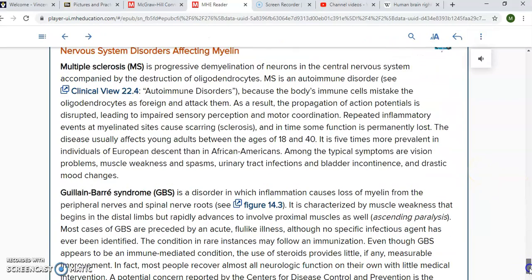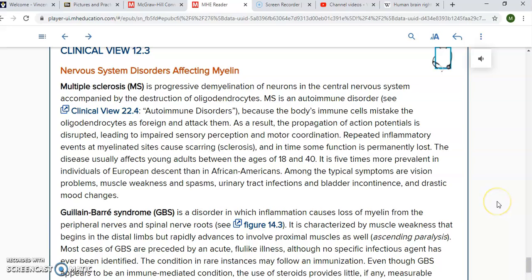Those are two of our disorders, and you can see what happens when the glial cells are not working properly. The neurons can't work properly, and then we get a lot of clinical signs related to it.